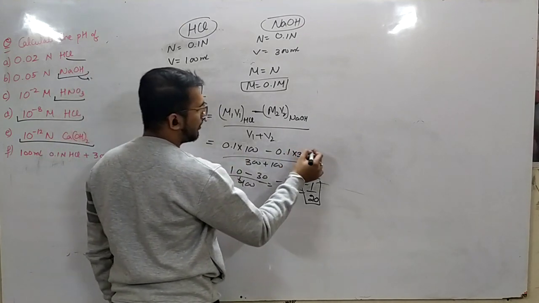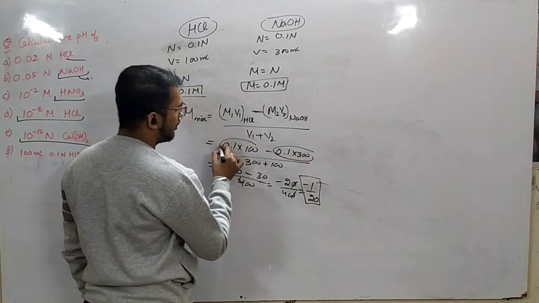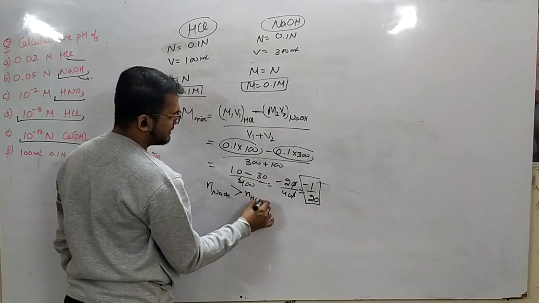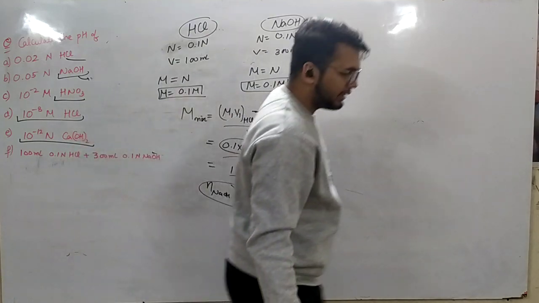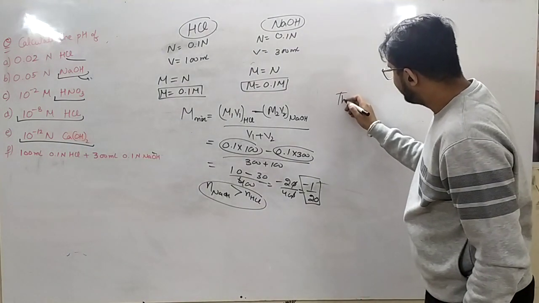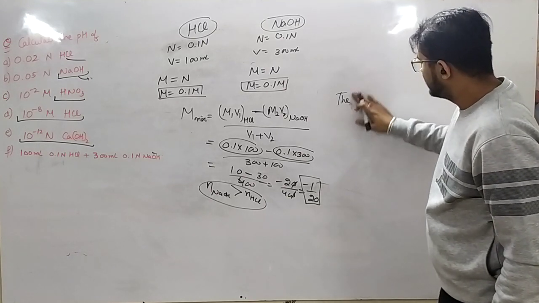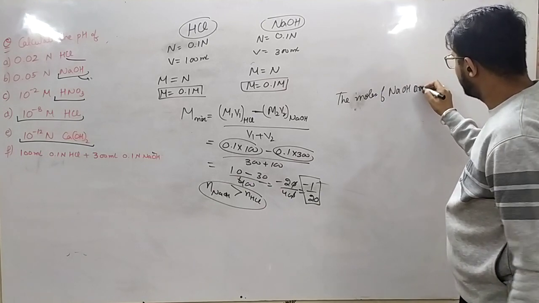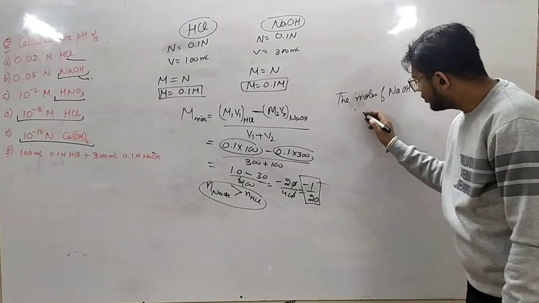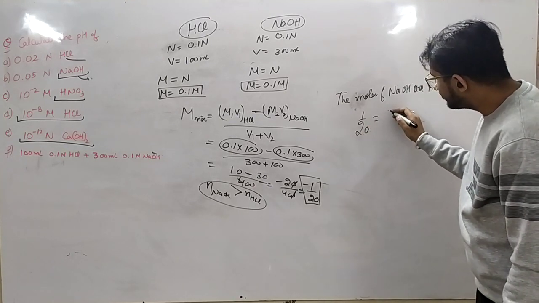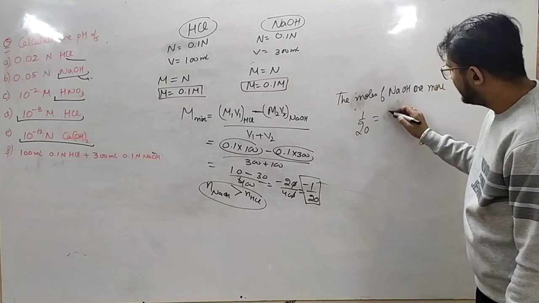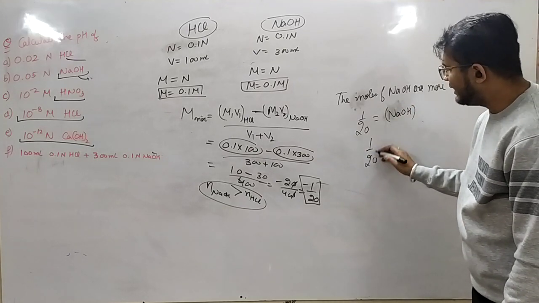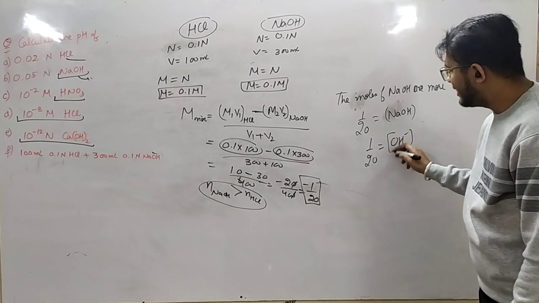Now we can see the number of moles of NaOH are greater than the moles of HCl. So in the end, the moles of NaOH are more. So 1 by 20 is actually the concentration of NaOH remaining, or I can say that 1 by 20 is the concentration of OH negative ion.